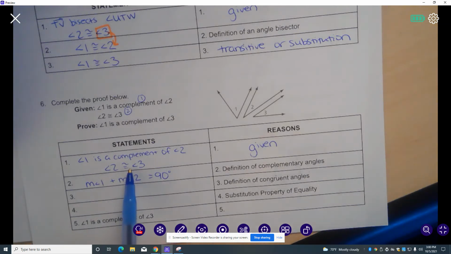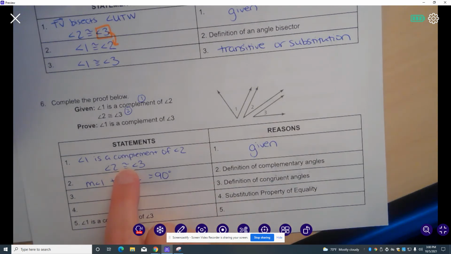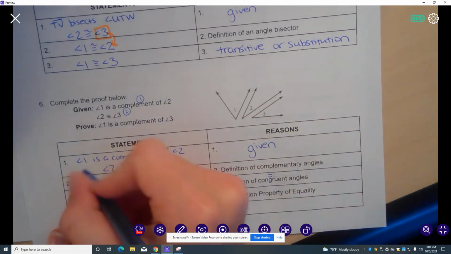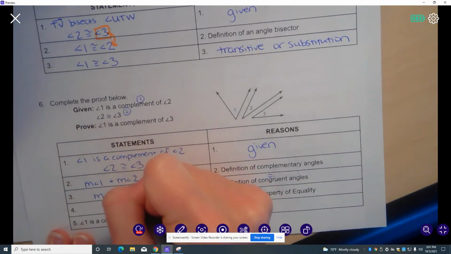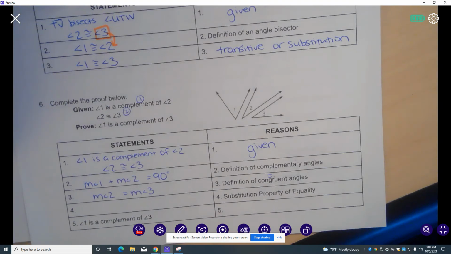So now I have to think about how I'm going to use my second given statement, angle 2 is congruent to angle 3. The reason will be the definition of congruent angles. We've got to think about what that means. If angle 2 and angle 3 are congruent, what does that mean about their measures? We know that if 2 angles are congruent, their measures are equal. So I'm going to say the measure of angle 2 is equal to the measure of angle 3. I'm using this congruent statement to conclude that. That's what it means to be congruent.